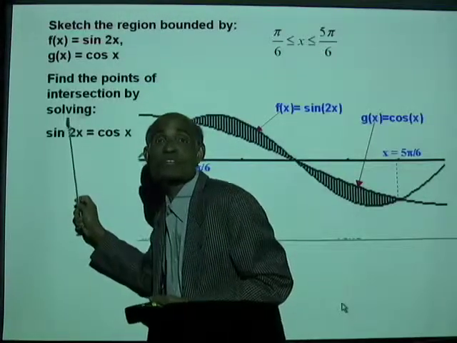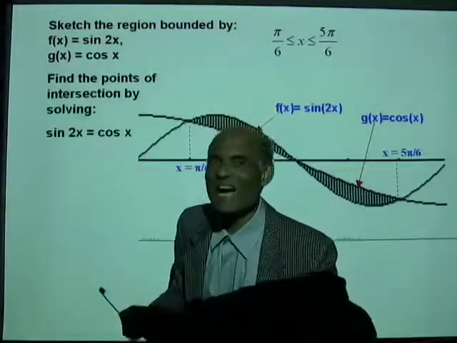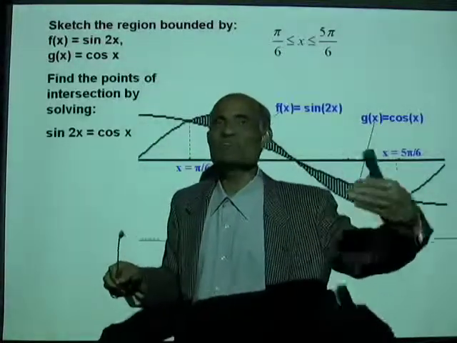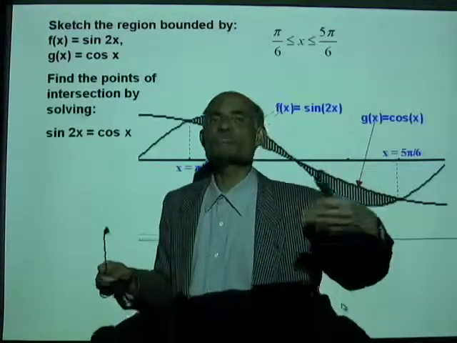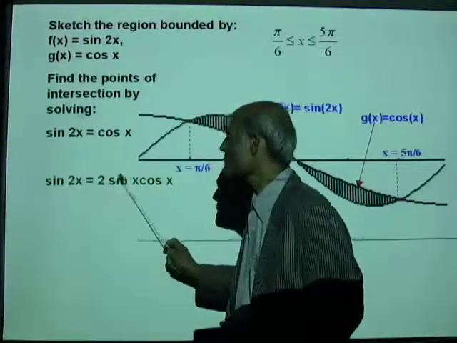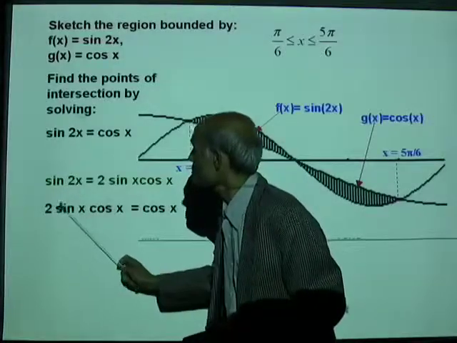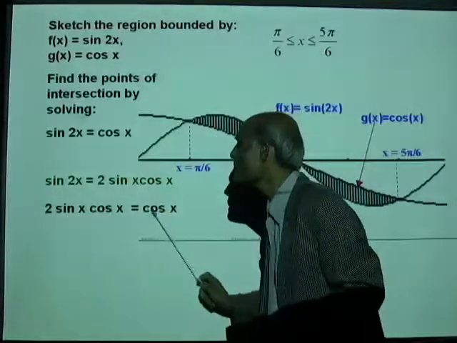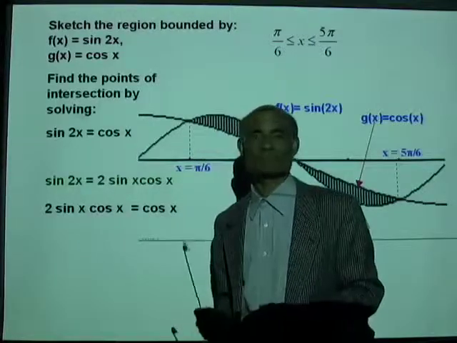Well, the way to solve this is to write sine 2x in terms of sine x. Now, what's sine 2x? Use the identity. Sine 2x is 2 sine x cos x. So that will be 2 sine x cos x equal to cos x. How will you solve it?